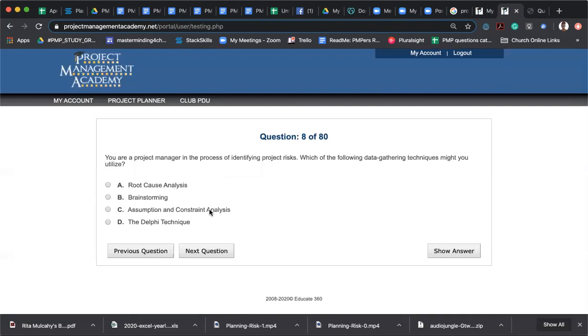Okay, so you're a project manager in the process of identifying project risk. Which of the following data gathering techniques might you utilize? A, root cause analysis; B, brainstorming; C, assumption and constraint analysis; D, the Delphi technique.